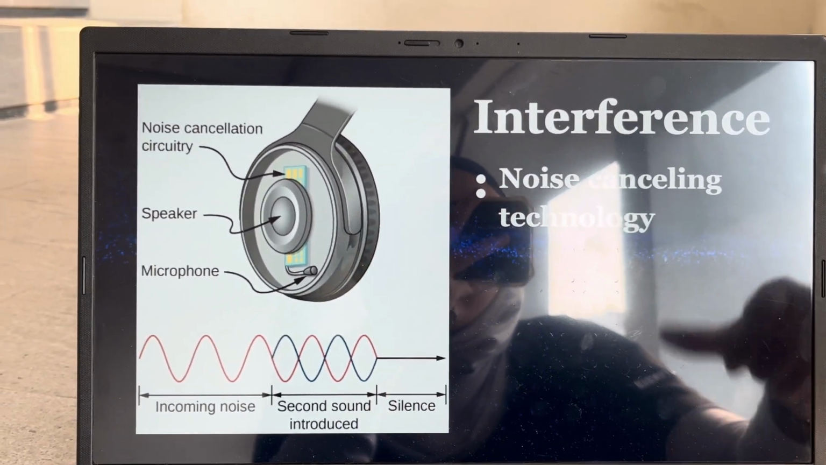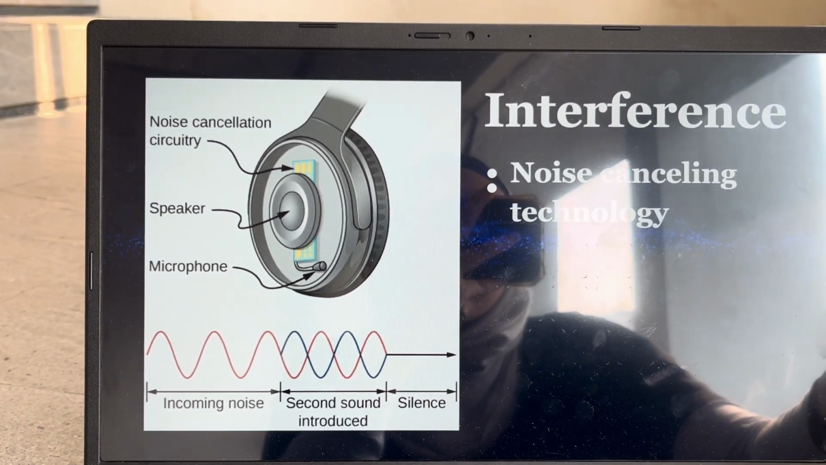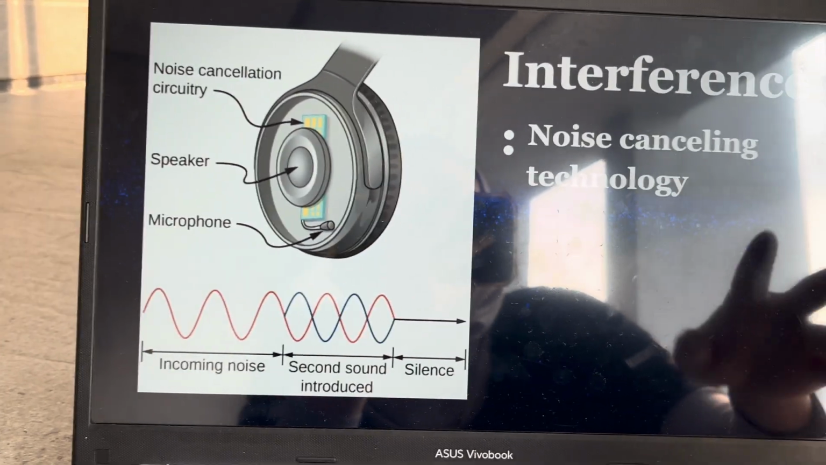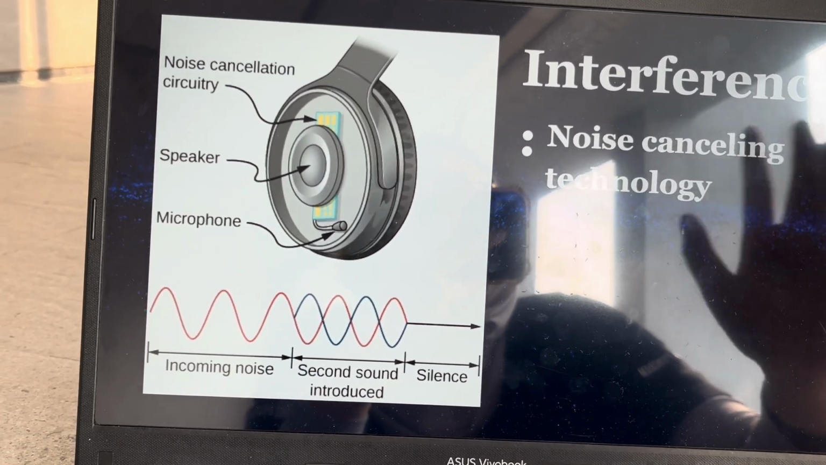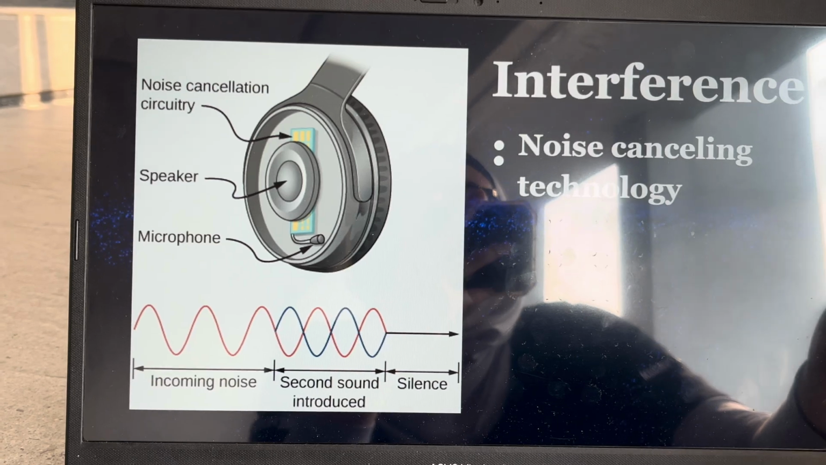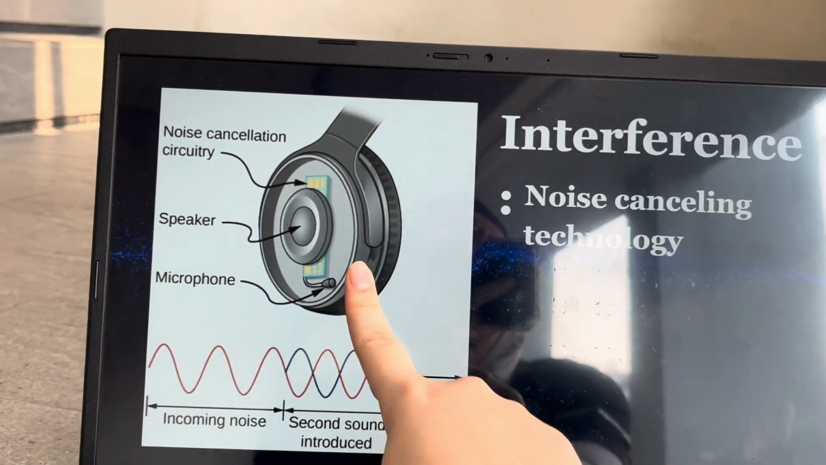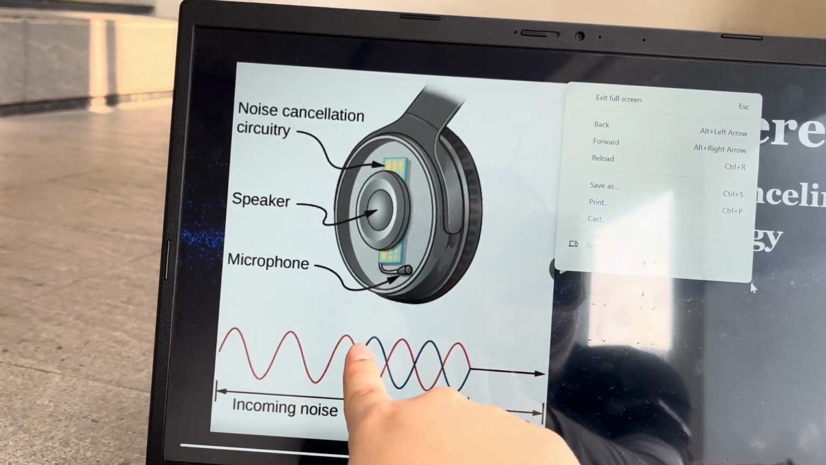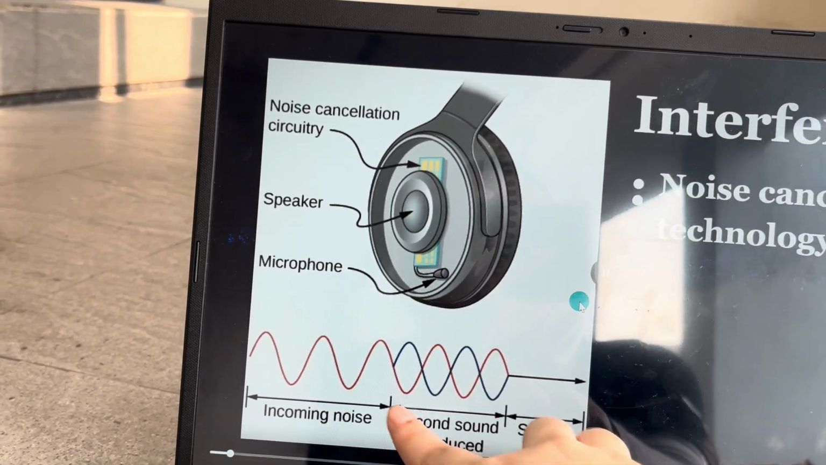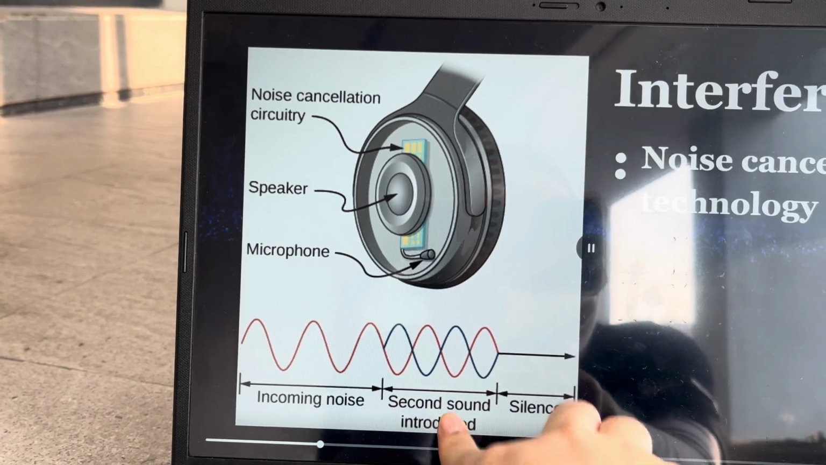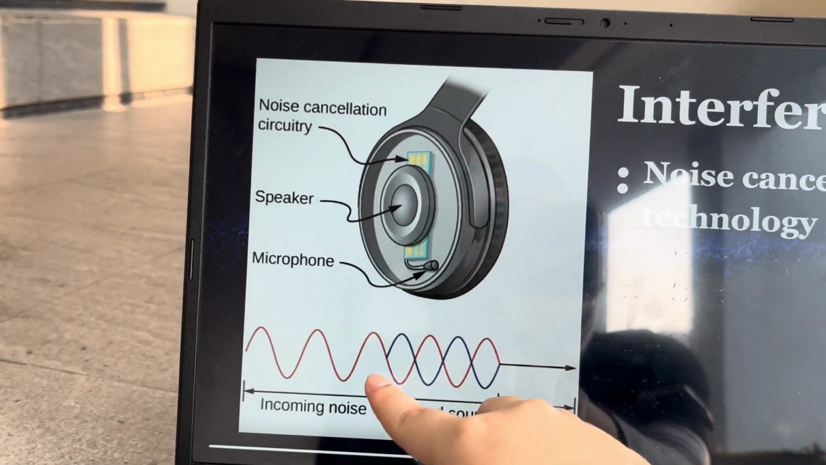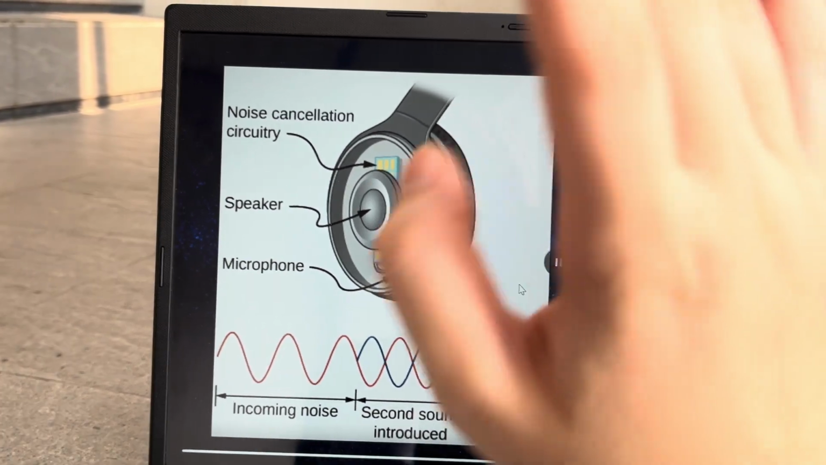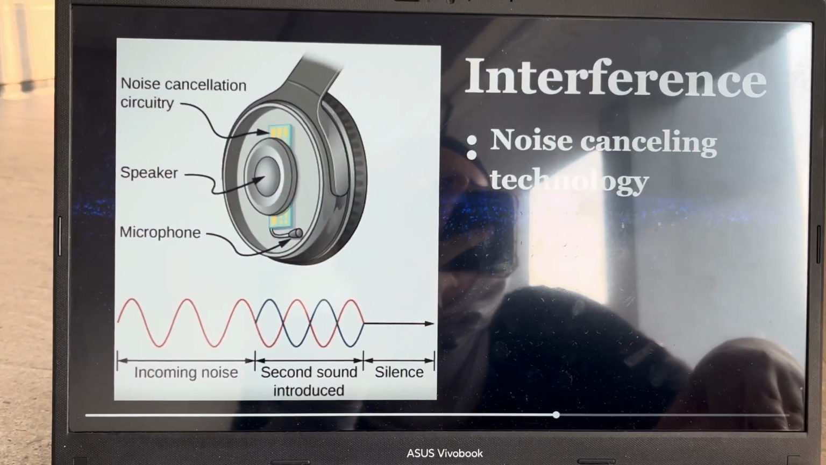Next is interference. Another important technology and real-life application is noise-canceling technology. Basically, some people get disturbed when there are loud noises outside and they need something to calm them down. And that is why the noise-canceling headphone is really important. So how it works is there will be incoming noise from outside, which is represented by the red line, and then a second noise that is introduced by the headphone. So when they meet each other, they will destruct and cause silence, so you won't hear anything.